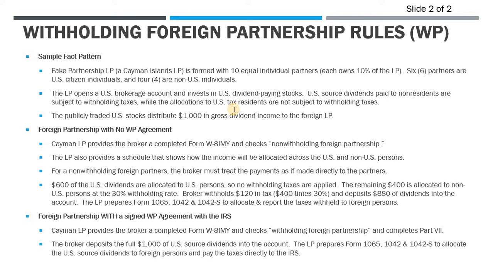And so now we have to figure out, depending on the scenario, how much withholding tax is being applied and what kind of filings need to be made. So let's look at the no withholding partnership agreement first. If we have no withholding partnership agreement, the Cayman entity provides the broker a completed Form W-8-IMY, and it checks the non-withholding foreign partnership box.